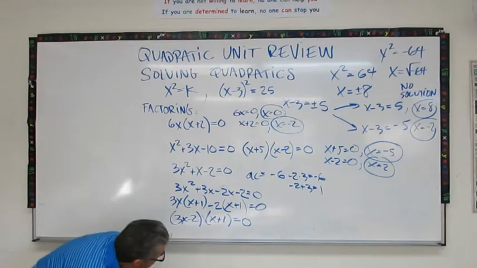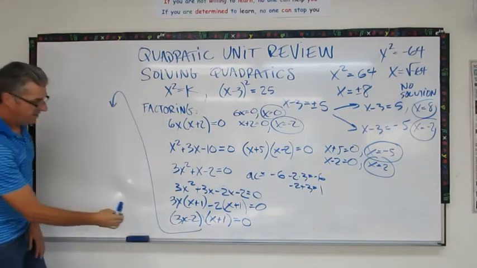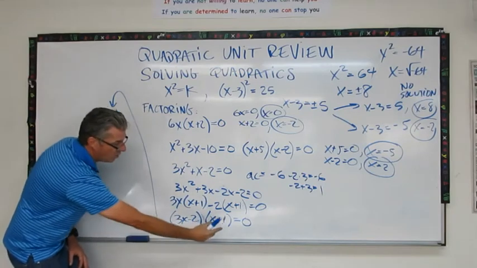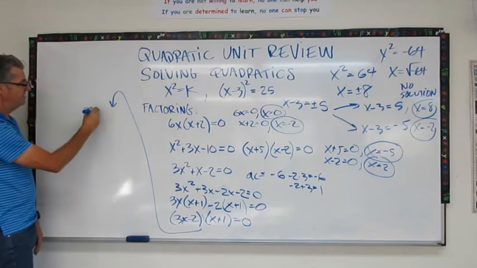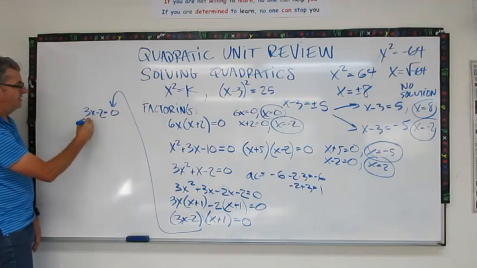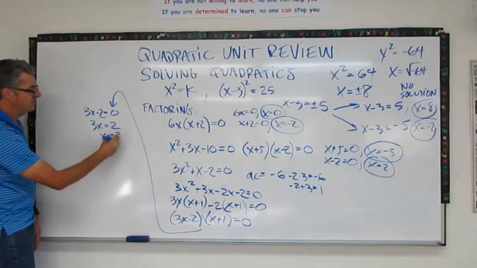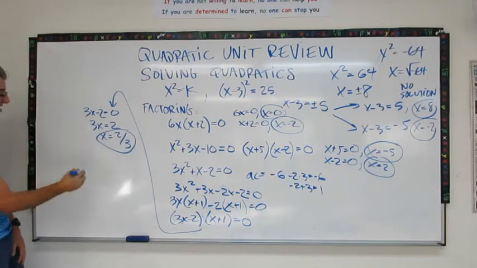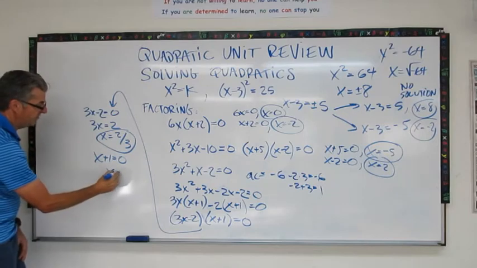Now I'm going to take this up here to finish it off. If this expression is 0, the whole thing is 0, or if this one is 0. So let's do those. 3x minus 2 equals 0. 3x equals 2. X equals 2/3. There's our first solution. Our second one is much easier. X plus 1 equals 0. X equals -1.